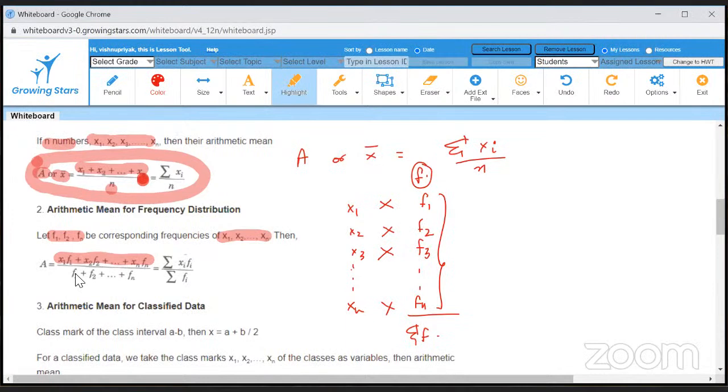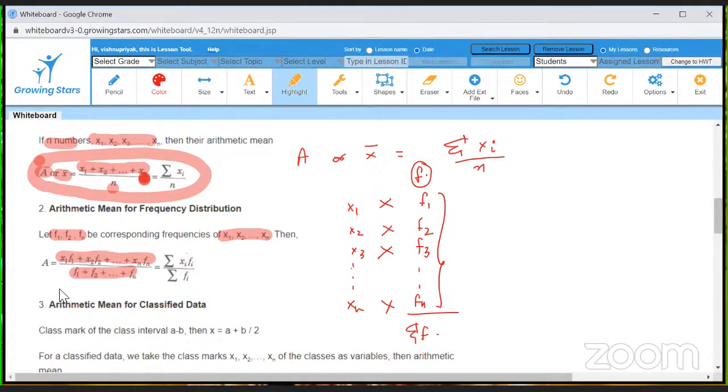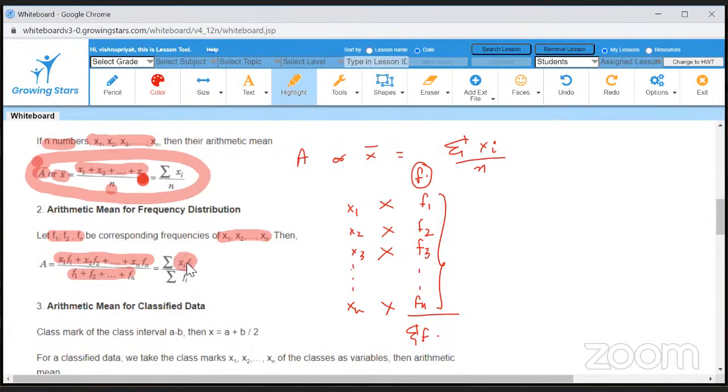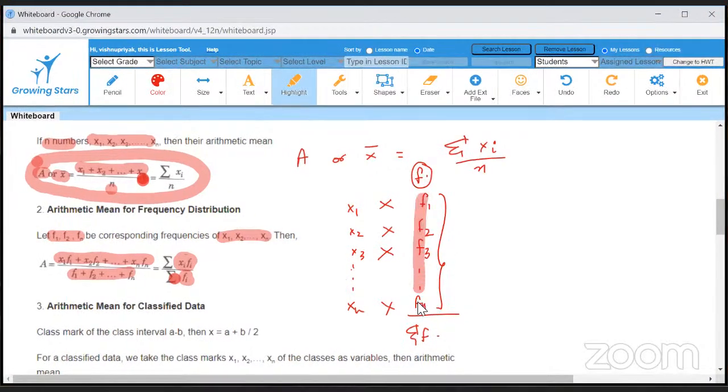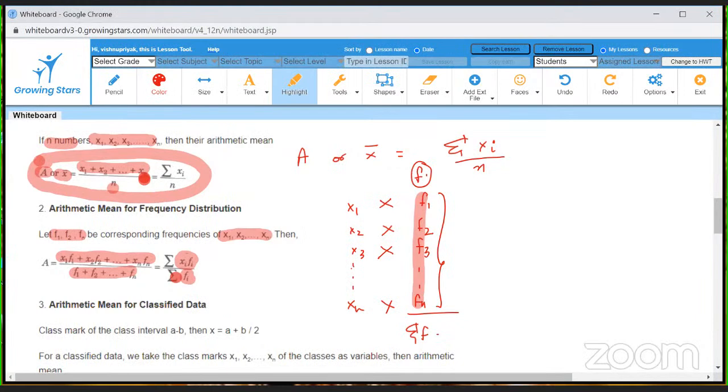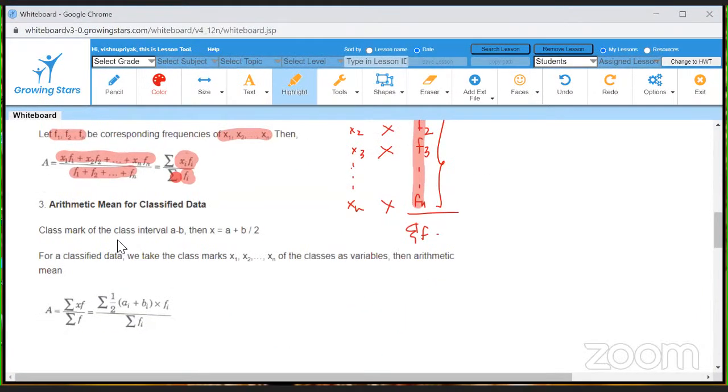So f1 plus f2 up to fn. That means the formula is you are multiplying fi and xi and then adding, then divide by all the frequencies. You can add and write it down. See here, all frequencies are being added. So that is another method of finding arithmetic mean.